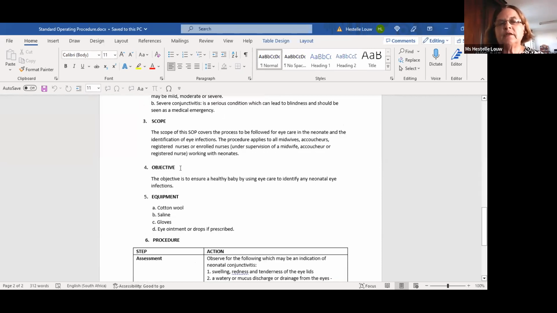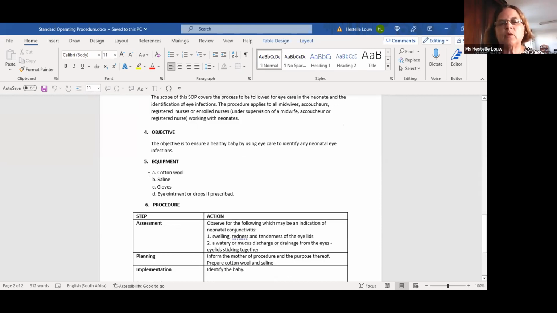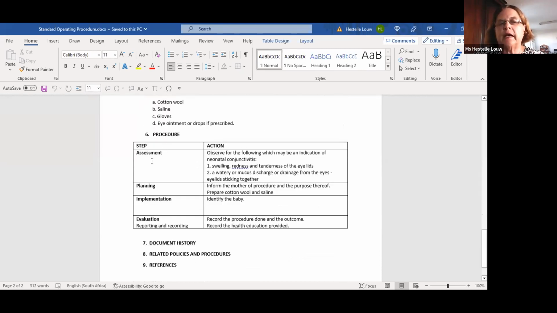Then the objective is to ensure a healthy baby by using eye care to identify any neonatal eye infections. The equipment they will need: cotton wool, saline, gloves to wear, and eye ointment or drops if it's prescribed. And this is the one that I want to share that I actually liked, and maybe you can use that as well.